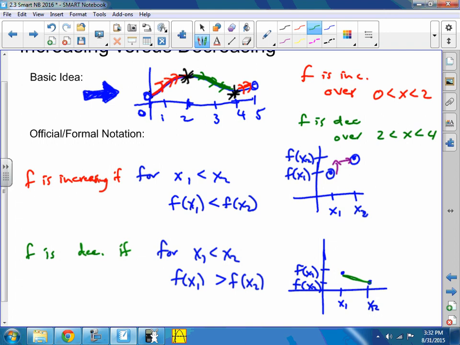Another way of saying it is you have to basically go down and to the right to go from the first point to the second point. And it's because the y is dropping. So we say that the y value is less for the second point. And we write that now, instead of y2, we write it as f of x2. Okay, let's go to the next page.